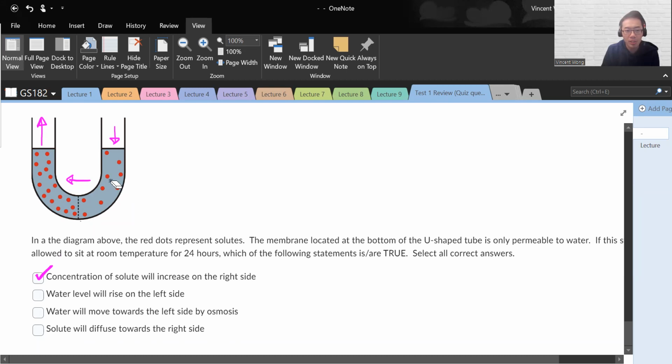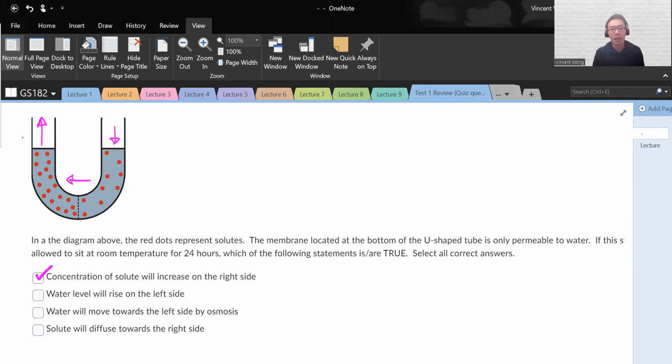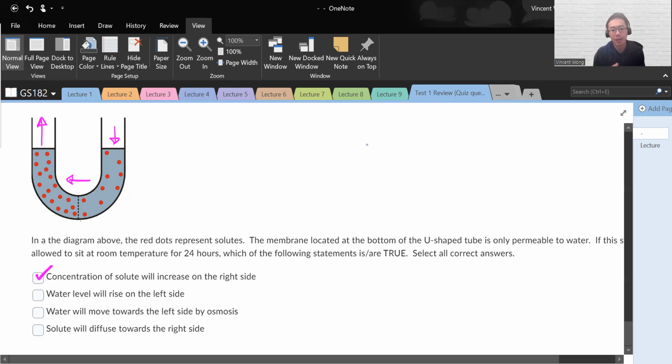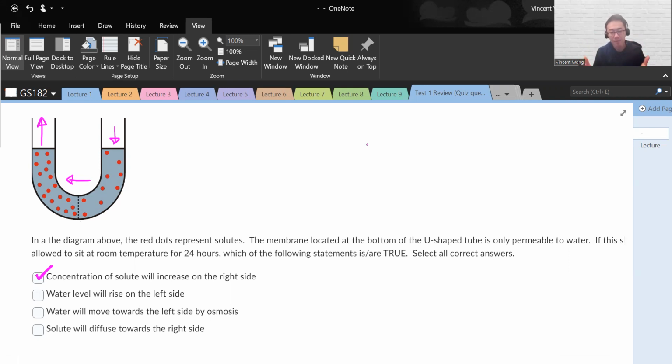The red balls are not going anywhere. You're just removing the water. When you remove the water from a solution, the solution gets more concentrated. Think about when you're cooking, you reduce the sauce by heating it up. The water evaporates, the sauce gets more concentrated, and it tastes sweeter, for example, if it has sugar in it.